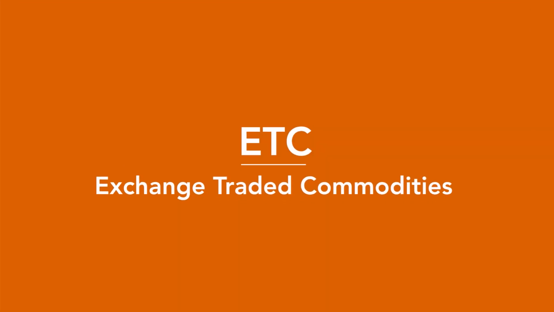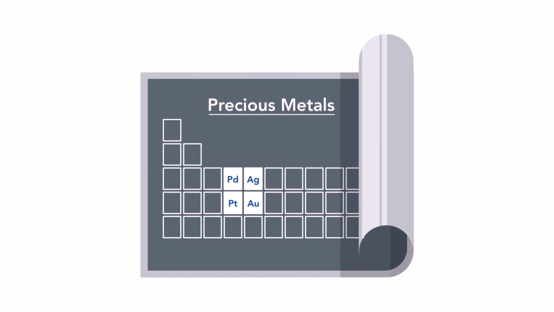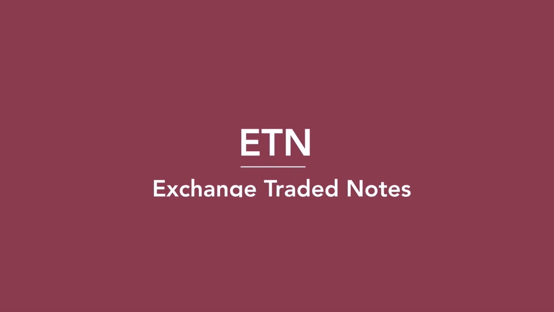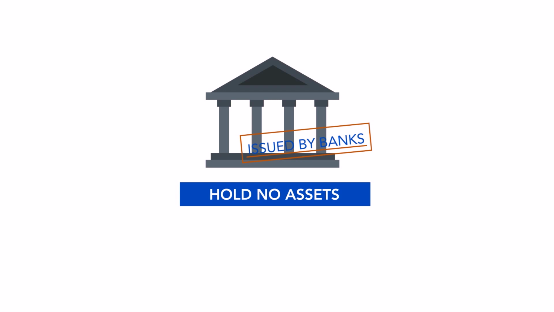Exchange-traded commodities are issued as debt securities. Unlike ETFs, they are not restricted by UCITS diversification requirements and can therefore provide exposure to individual commodities and currency pairs as well as diversified baskets. Exchange-traded notes are generally issued by banks and are usually entirely reliant on the creditworthiness of the issuing entity.